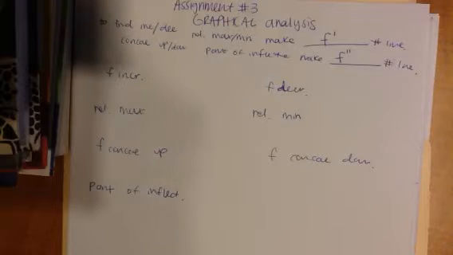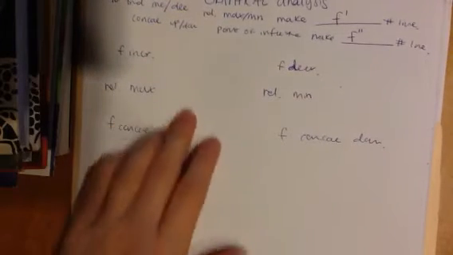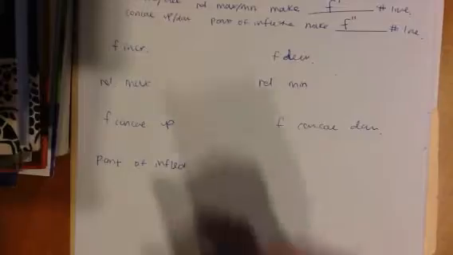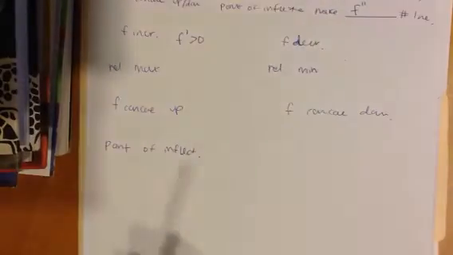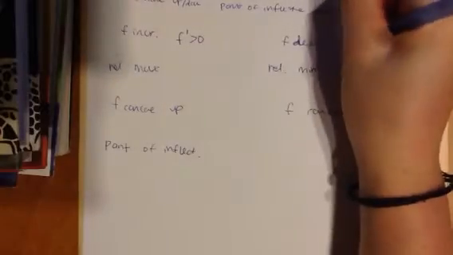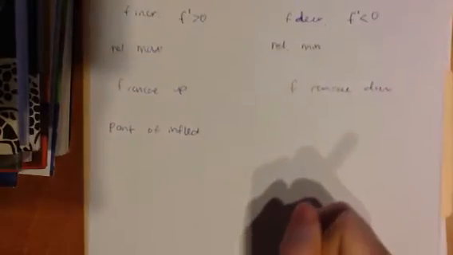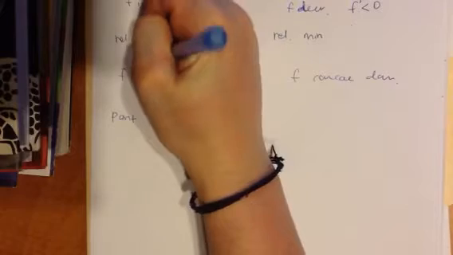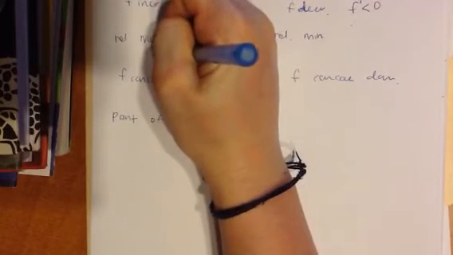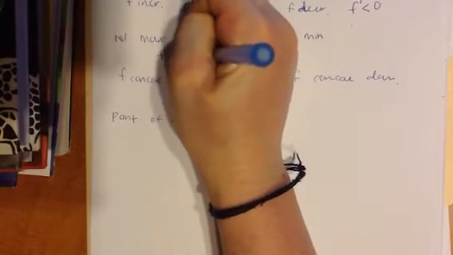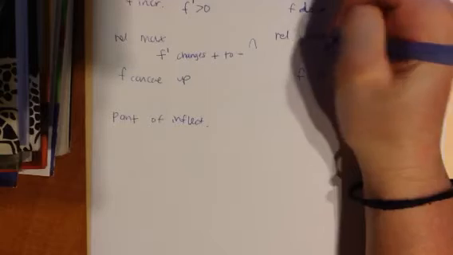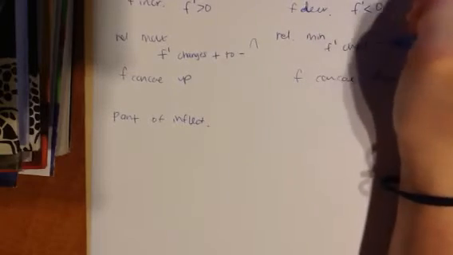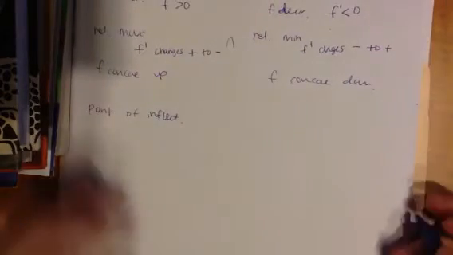Your justification for each of these: your justification for f increasing is that f prime is positive. If f is decreasing, f prime is negative. For a relative maximum, we know that f prime changes from positive to negative. For a relative minimum, f prime changes from negative to positive.